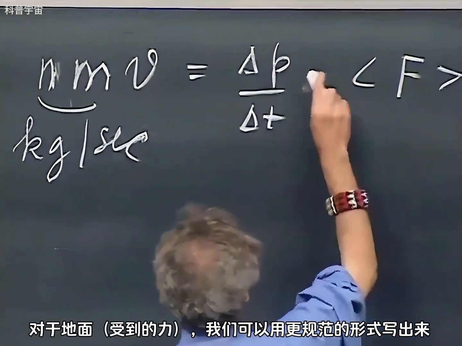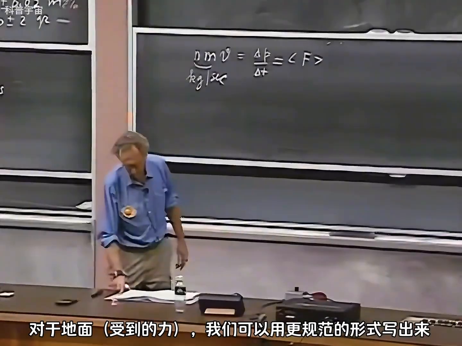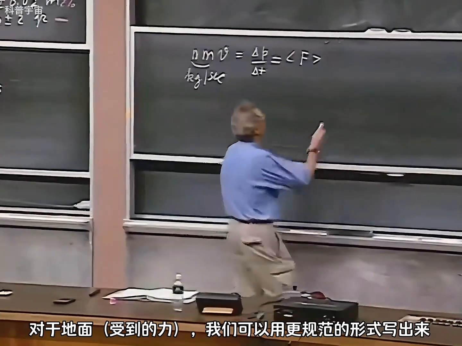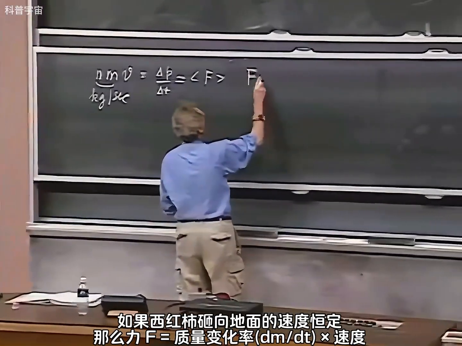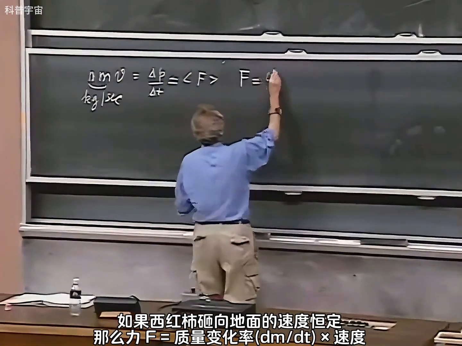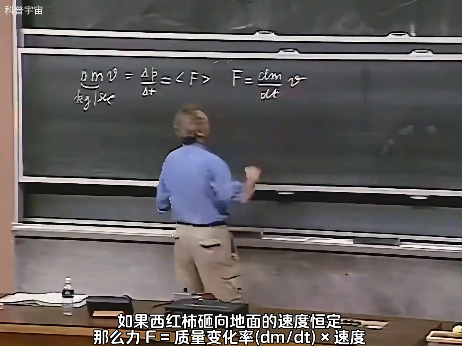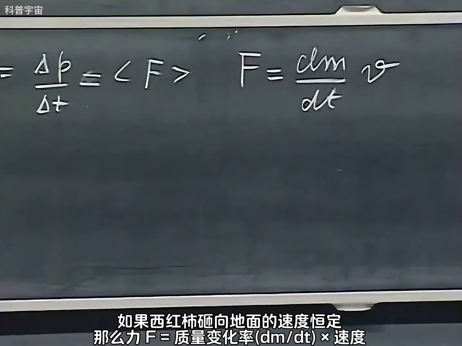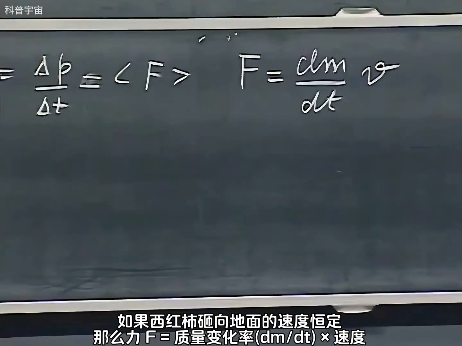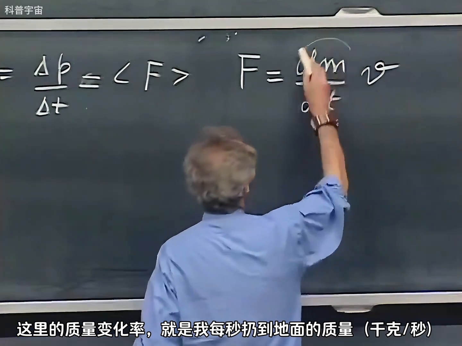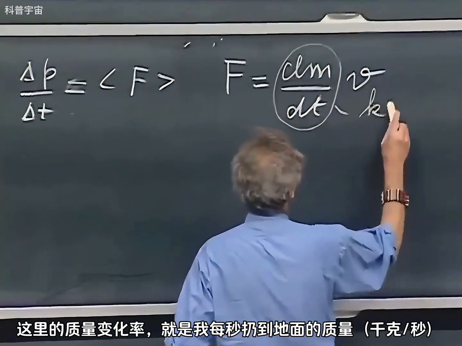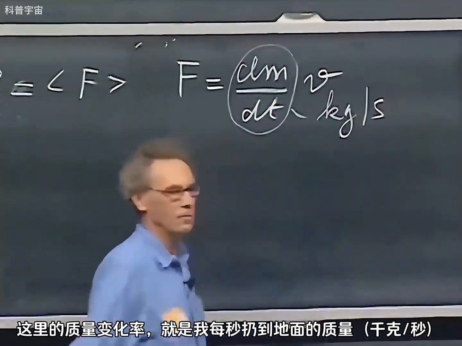So the floor, and I can write it down in a somewhat more civilized form, F equals dm/dt times the velocity, if the velocity of the tomatoes that hit the floor is constant. And this is then the number of kilograms per second that I throw on the floor.